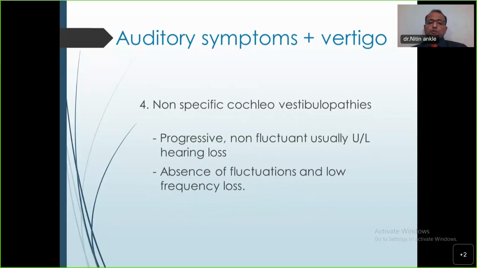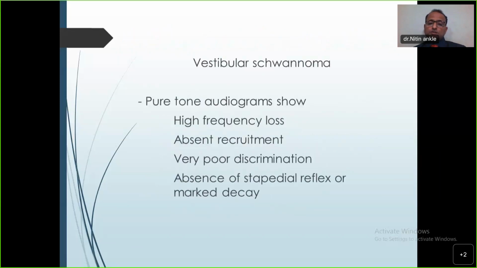In the non-specific cochlear vestibulopathies, the hearing loss is progressive, non-fluctuating, and usually unilateral. There will be absence of fluctuations and low frequency loss. So this is in short about the differential diagnosis that we have come across.